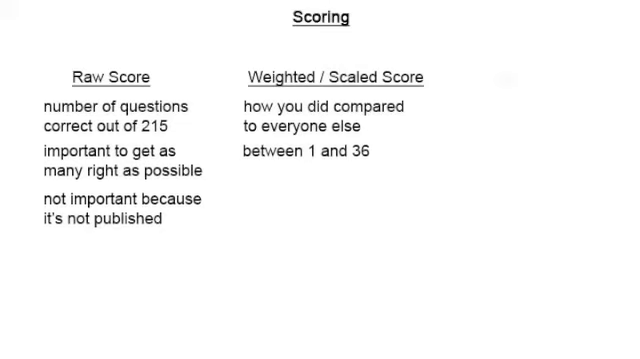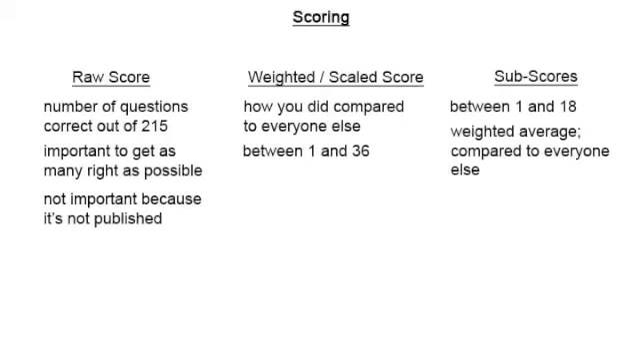Plus you'll get a sub-score. So you'll get your raw score, that's the total number you got right, then they'll average that out, weight it out, and compare it to how everybody else did, and that's your scaled score, or your weighted score. That's the one between 1 and 36, that's the one that the colleges are going to look at. And then you'll get sub-scores between 1 and 18. The 1 to 18, again, is a weighted or averaged score compared to how everybody else did. And the 1 to 18 you'll get on English, mathematics, reading, and science reasoning.